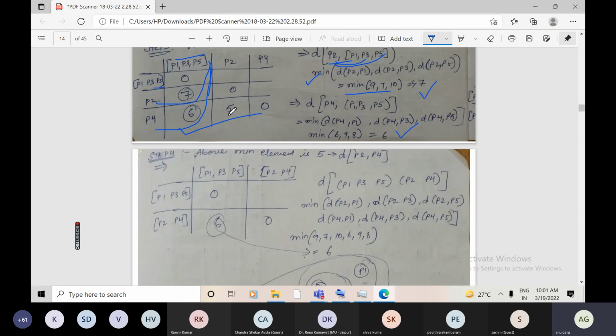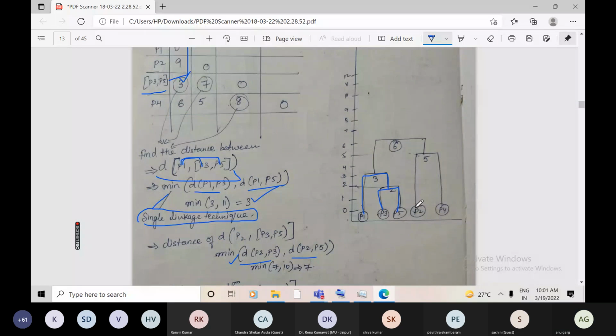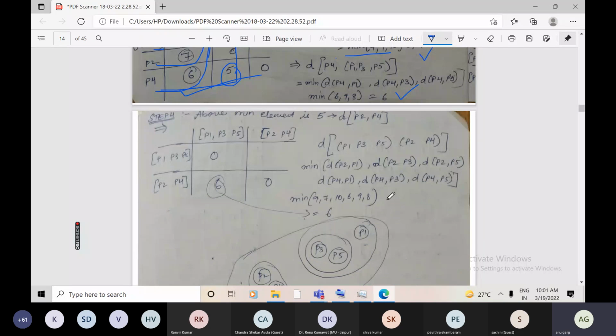Now again see which element is minimum here. Minimum is 5. That means you can form one more cluster P2, P4. One cluster more here. And here also again you draw your matrix table. And then you have to find the distance between P1, P3, P5 and P2, P4. So whatever all combinations are coming, P1, P2, P1, P4, P3, P2, P3, P4, P5, P2, P5, P4, all combinations' distances you write, and whichever is minimum value, put it there.